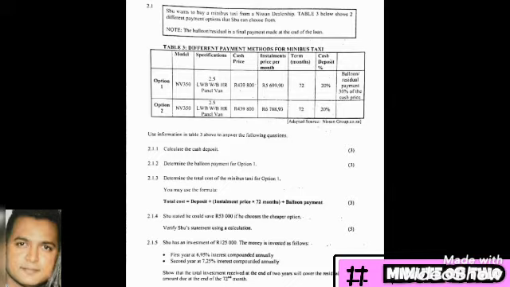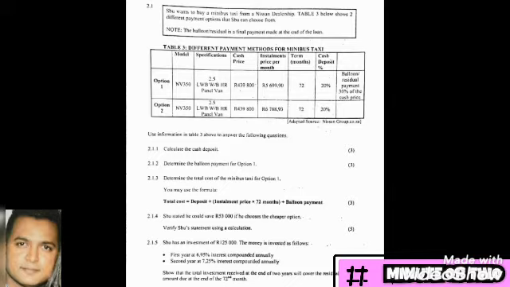Now there is a table below with different payment options. We see option 1, there is a residual indicated at the end, and then there is information about option 2. So using this table, we'll attempt 2.1.1 and onwards. So 2.1.1 states calculate the cash deposit.